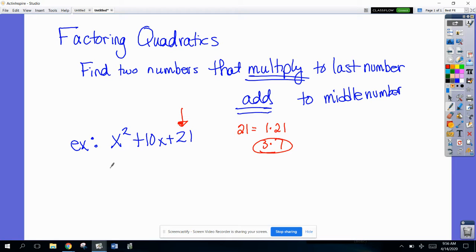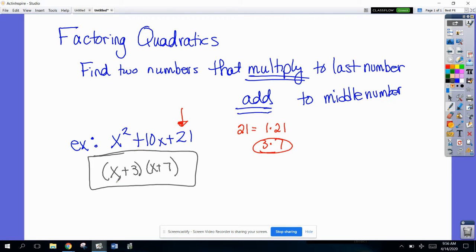So you write factored in two sets of parentheses. And so you get x plus 3, x plus 7. And that's the answer. We're going to talk a little bit more about the answer and why it is that way. So first of all, you should take 2 seconds and check. 3 times 7 is 21. 3 plus 7 is 10. So that works.